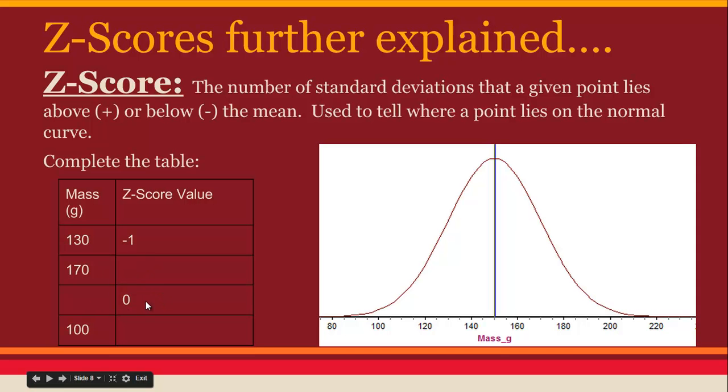A Z-score of 0 would actually be right at the mean, you're not above or below the mean, that's a mass of 150. And a mass of 100, if we look at, starting at 150, if 130 is negative 1, 110 is negative 2, 100 would be negative 2.5. Okay?